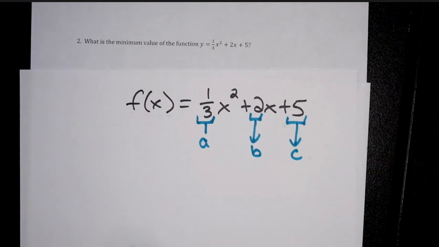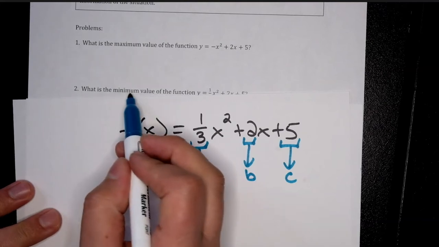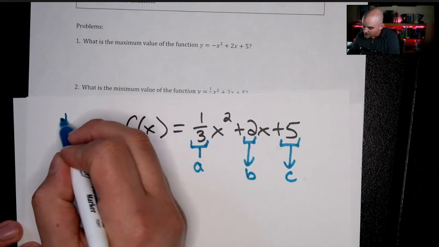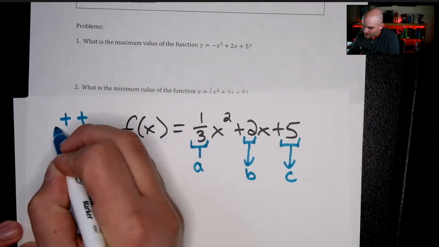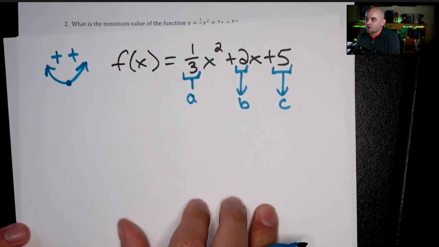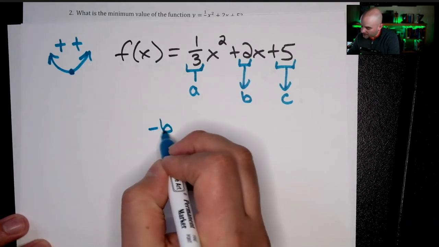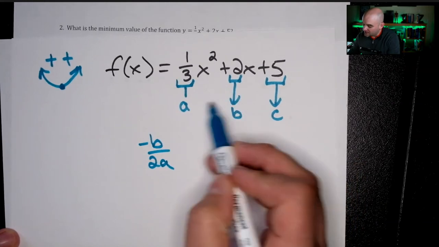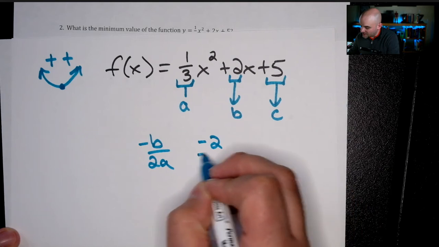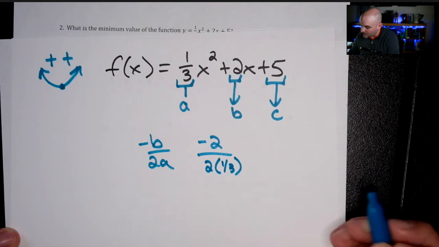Looking at this, I've taken the function, written it out, and identified the a, b, and c. The question is asking for the minimum value, and that makes sense. Our a value there is positive, which means that the parabola is going to look like this right here, and it's going to have a minimum value down there. So I want to know the x-coordinate of this. It's going to be at negative b over 2a. I've identified my a, b, and c there. So b is 2. That puts me at negative 2 up top. And a is 1/3, so I'm going to have 2 times 1/3 right here.